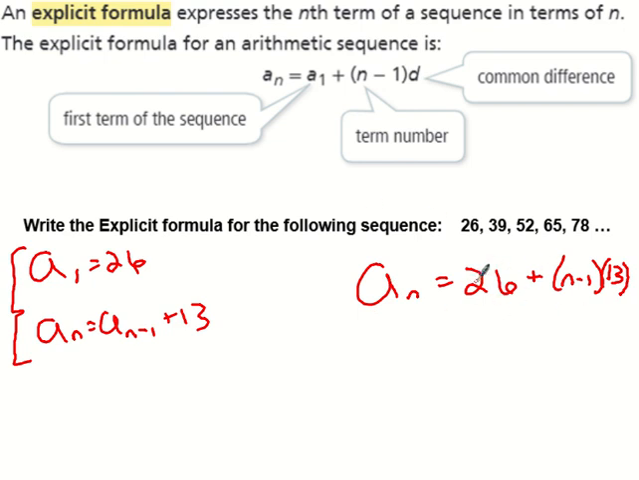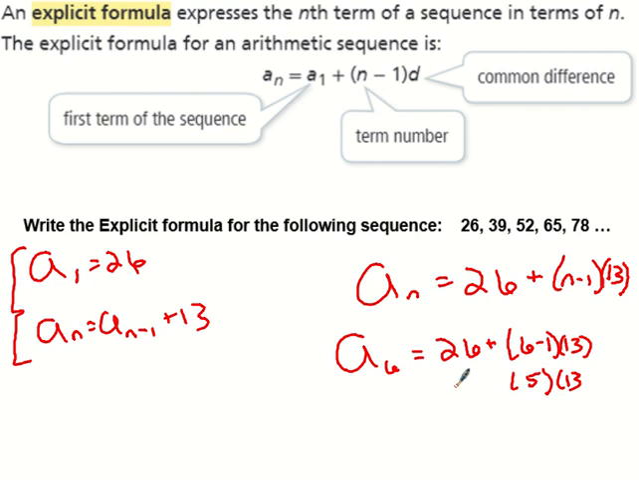Now, here's why the explicit formula is really nice. If I was looking for the sixth term of the sequence, I could take 6 and plug it in for n, and then I can just solve. If I plug in 6 for n, that's going to be 5 times 13, and then I add 26. Well, 5 times 13 is, let's see here, 65, plus 26 does give me 91. And we already knew that this sixth term was 91 because we added it earlier.